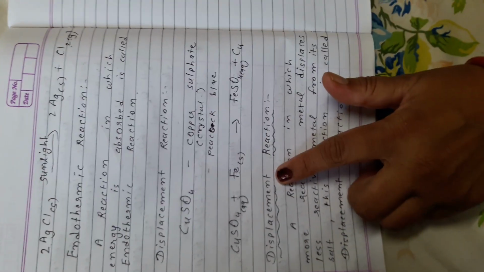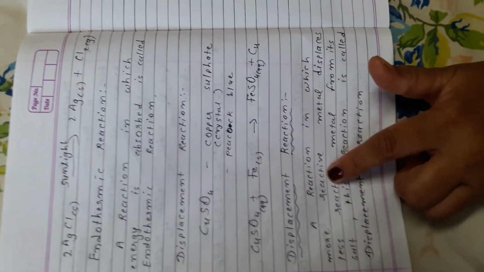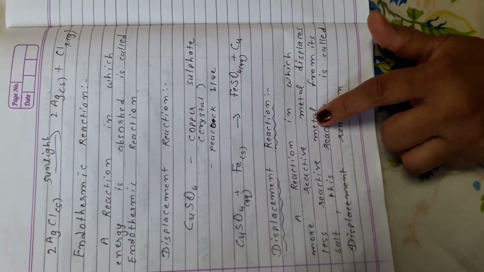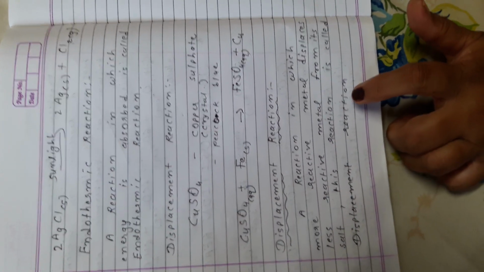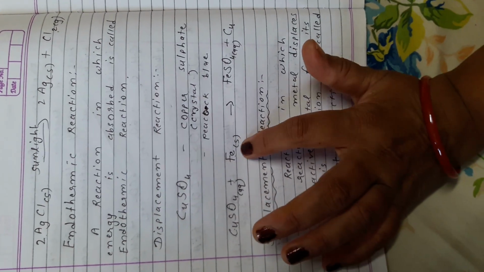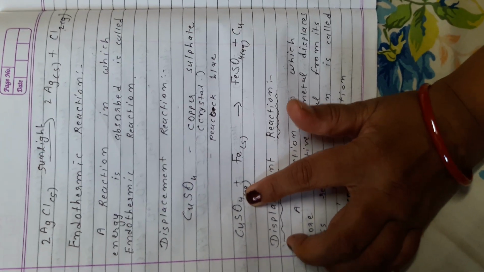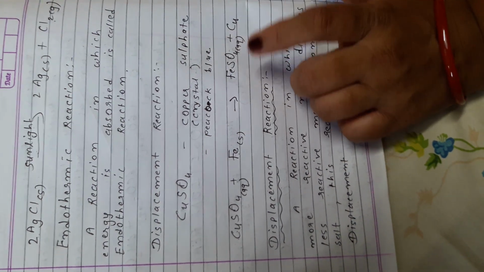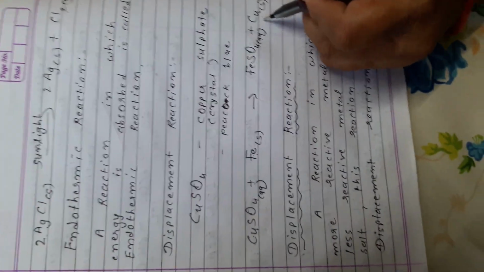So what is a displacement reaction? A reaction in which a more reactive metal displaces a less reactive metal from its salt. This reaction is called a displacement reaction. Iron is more reactive than copper, so iron displaces copper from its salt, copper sulfate, and copper is released and deposited on the iron nail in solid form.